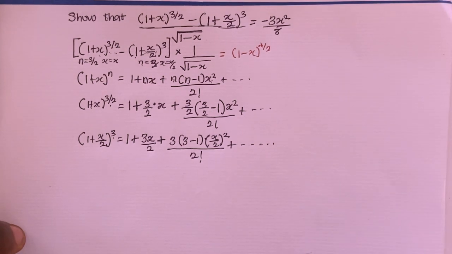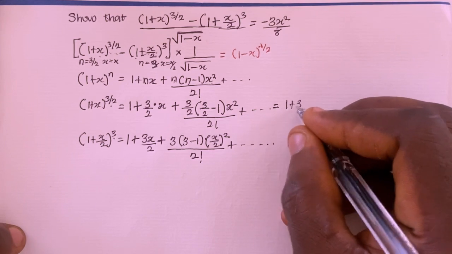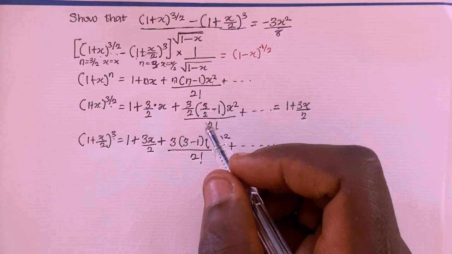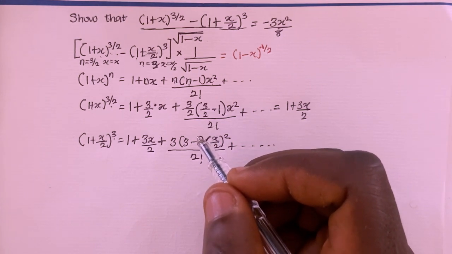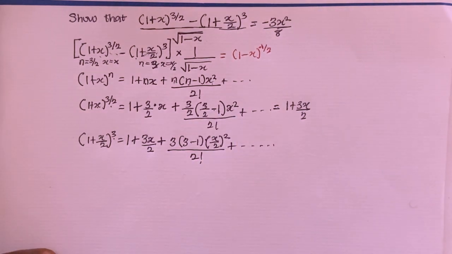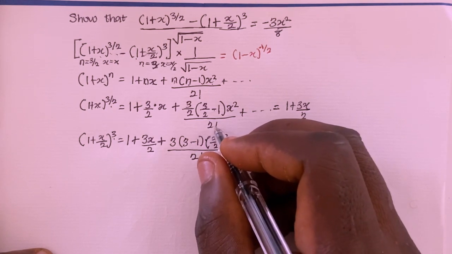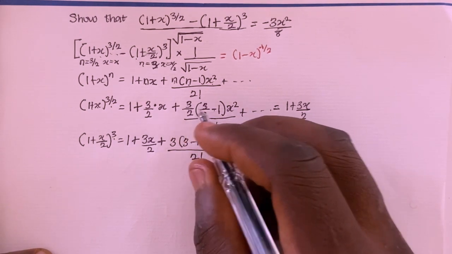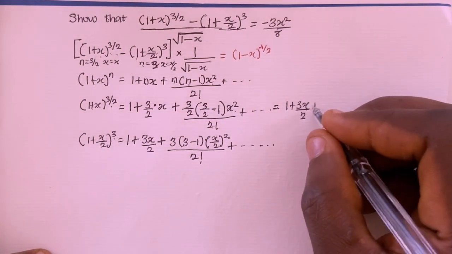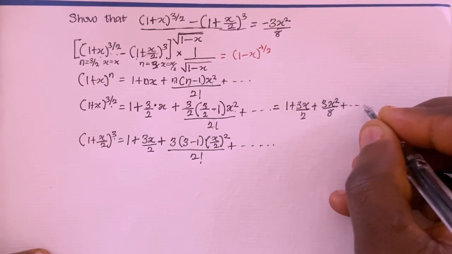After this, the next thing I'm going to do is that I just have to simplify the two expressions, right? So I'm going to simplify this expression first, so that I'm going to have this to be 1 plus 3x divided by 2. Then here I'm having 3 divided by 2 minus 1, that's going to give me 1 over 2. Then 1 over 2 multiplying by 3 over 2 is actually going to give me 3 over 4. I'm going to have 3 over 4 divided by 2 factorial, which is the same thing as 2. Then 3 over 4 multiplied by 1 over 2, that's going to give me 3 over 8 x squared. So here I'm going to have plus 3x squared over 8 plus some other terms.